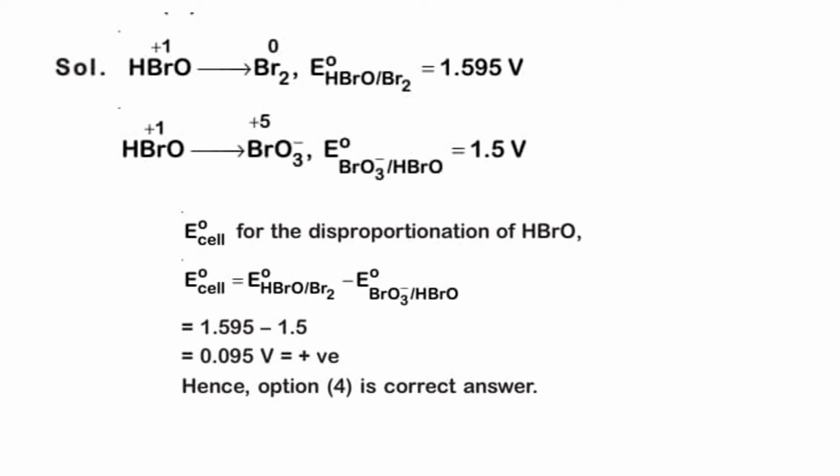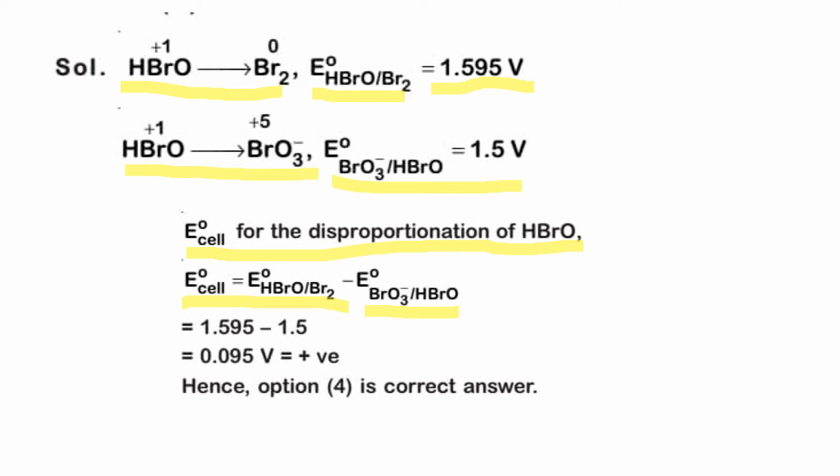So let's see. The answer is: when HBrO gives Br2, the electrode potential will be 1.595 volt, and when HBrO gives BrO3-, the electrode potential will be 1.5 volt. So basically, the cell potential for the disproportionation of HBrO is E° cell equal to E° (HBrO/Br2) minus E° (BrO3-/HBrO).